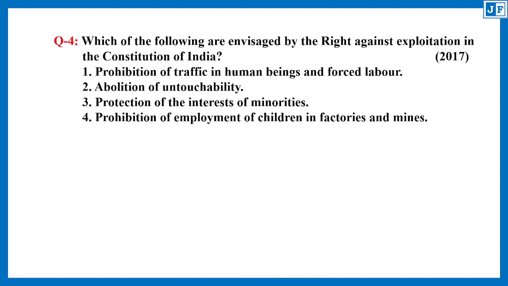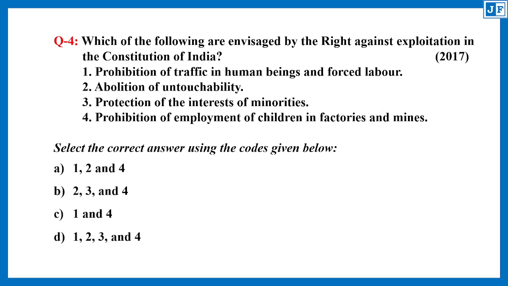Moving to our next question. Which of the following are envisaged as the right against exploitation in the Constitution of India? Number 1, prohibition of traffic in human beings and forced labor. Number 2, abolition of untouchability. Number 3, protection of interests of minorities. Number 4, prohibition of employment of children in factories and mines. Select the correct answer using the codes given below.